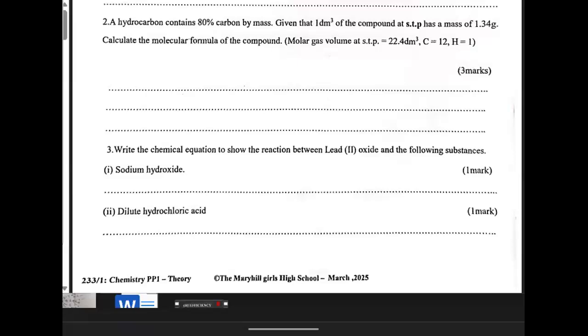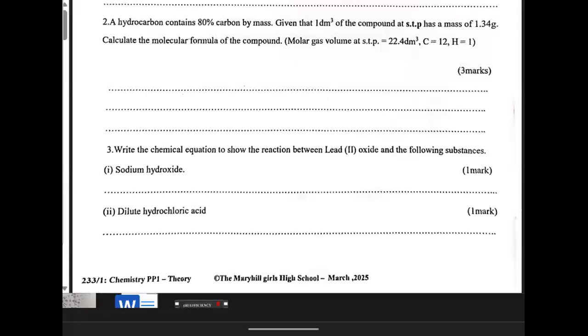Then from the question, 1 decimeter cubed has a mass of 1.34. Meaning the moles that we have got are in 1.34 grams. These 1.34 grams are the grams from the moles that we have calculated up there. So the other question will be, what about 1 mole?